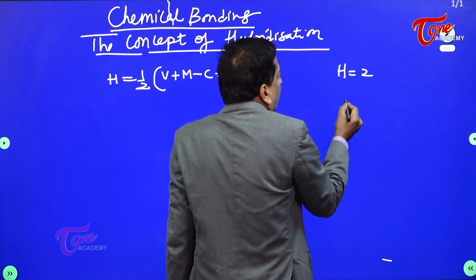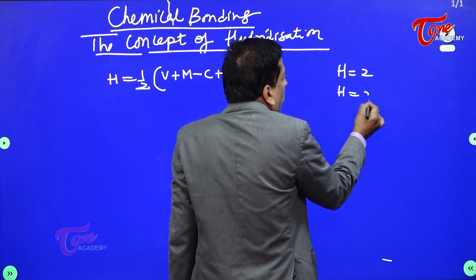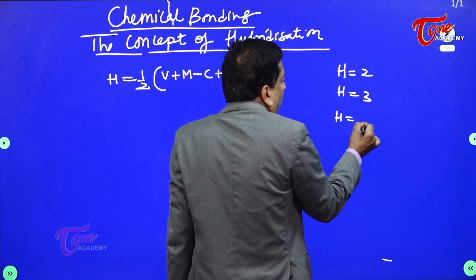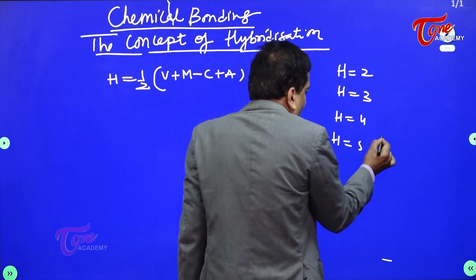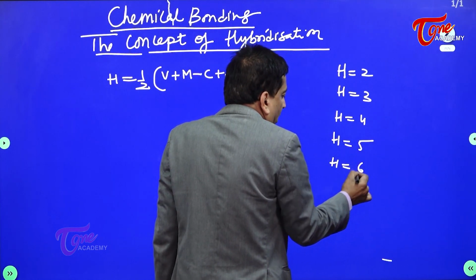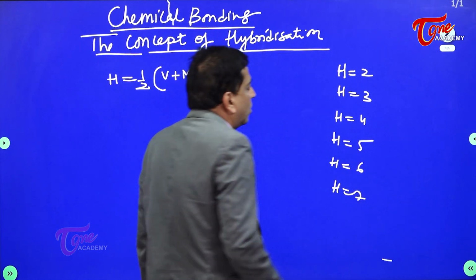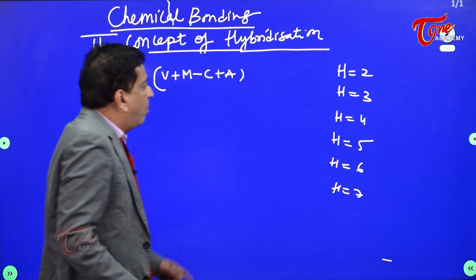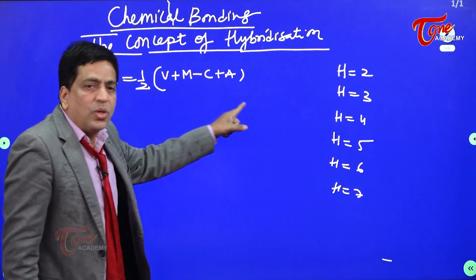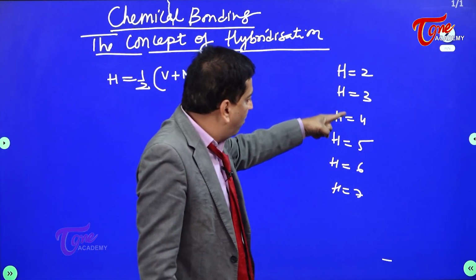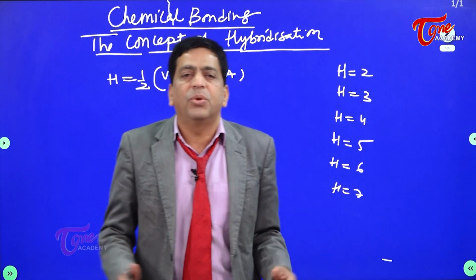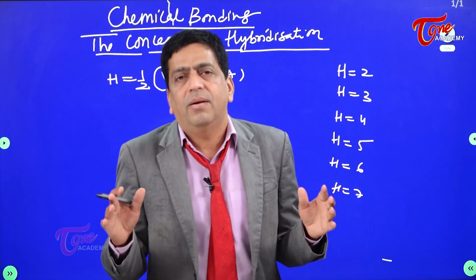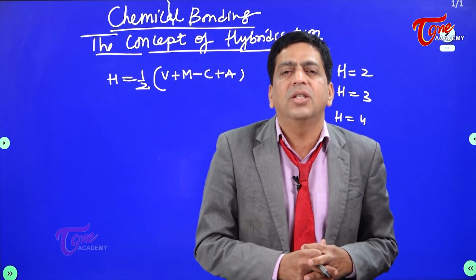Suppose by calculating this, if you get H2, or H3, or H4, or H5, or you can get 6, or H7. Let us restrict here till 7, please. By application of this formula, suppose you get the H value to be 2, 3, 4, 5, 6, then we are in a position to judge what? The hybridization that is taking place.